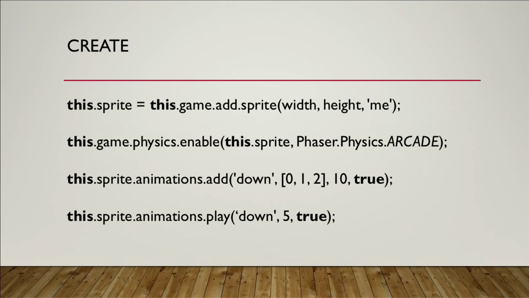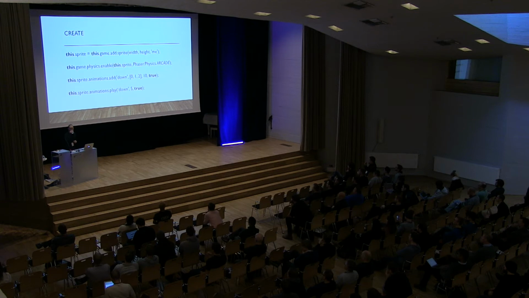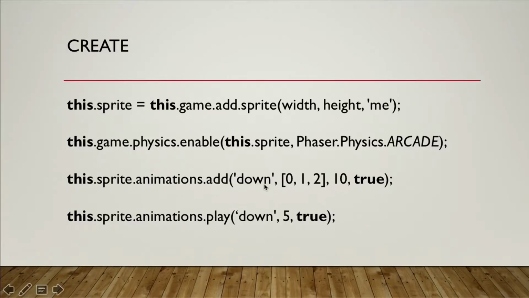Afterwards, I'm doing the create phase. In the create phase, what I'm doing is setting up how I want things to interact. So I am doing the physics part. The physics engine is arcade. You have all kinds of engines, and I'm having here an animation. The animation is 3 images, and I want them to change at a pace of 10 changes per second. And then I want to start play.